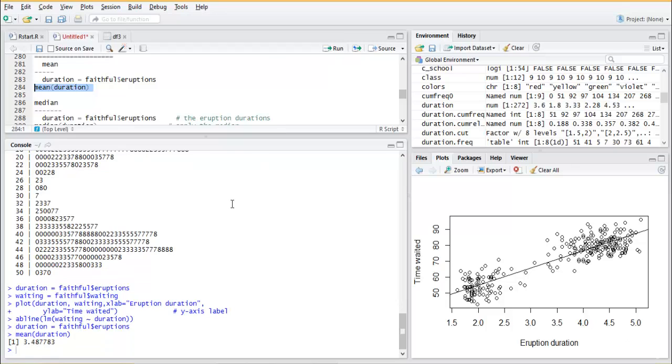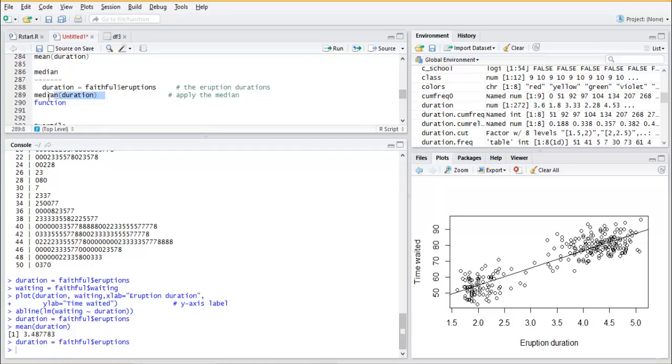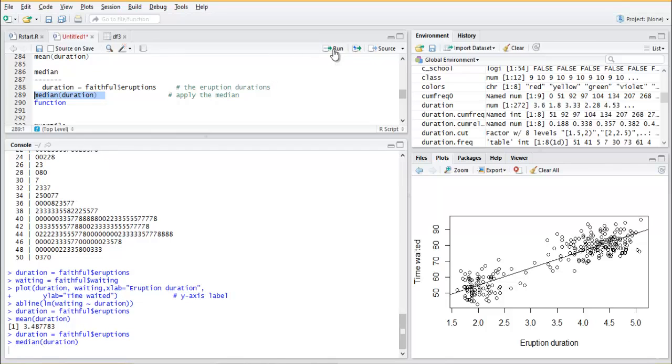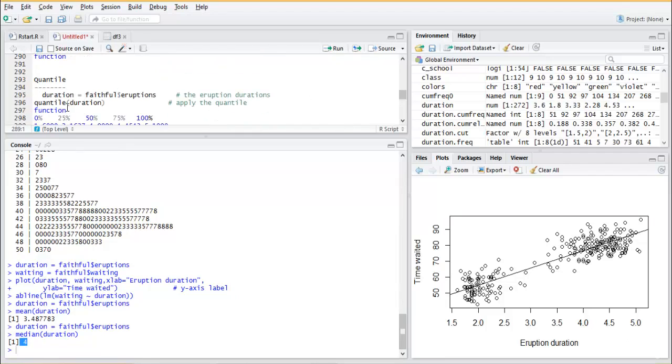Mean is a direct function available. We have the mean 3.4. Median is also directly available. Median is the function. Median is 4 for the data. And how do we know the median is 4? When we do the box plotting, the median would also be there.